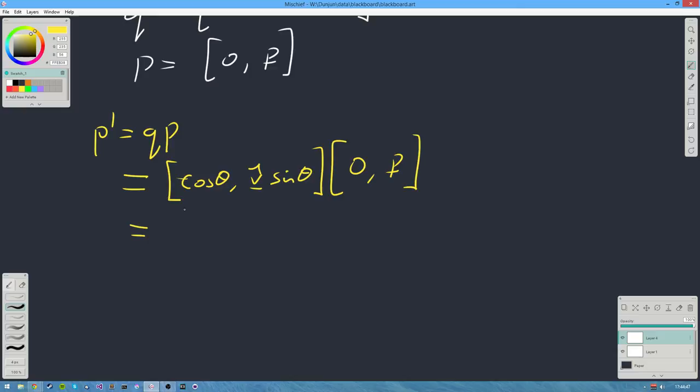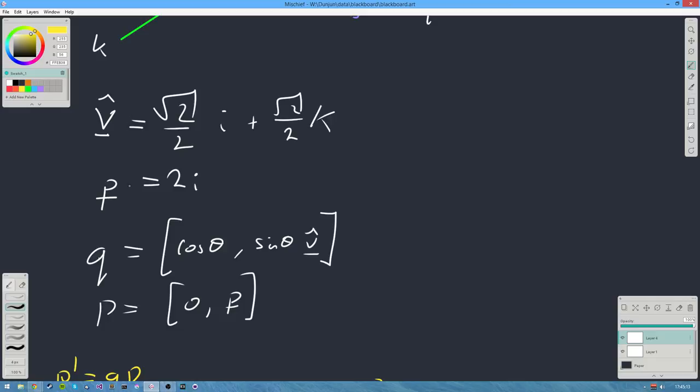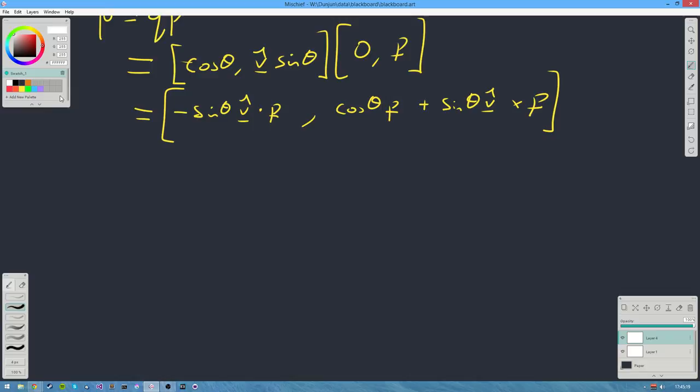And if we do express this out long, what we get is a negative sine theta V hat dot product with P equals cosine theta P, as we did before. We're just writing out again V prime cross product with P. So now we're going to substitute in that V hat, substitute in P, and we're going to substitute in theta to be 45 degrees. Same again, we're going to rotate by 45 degrees.